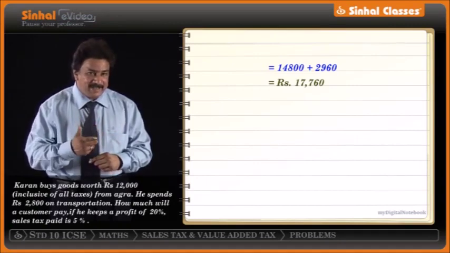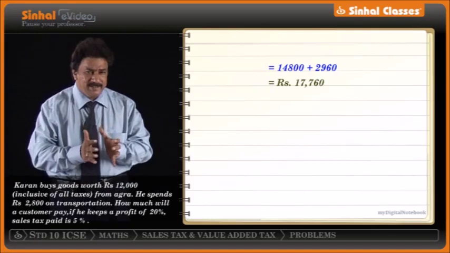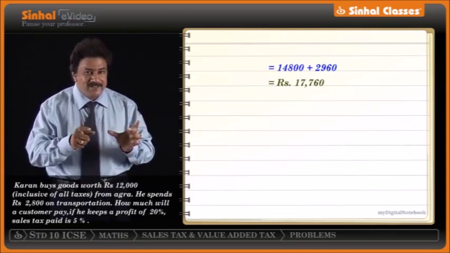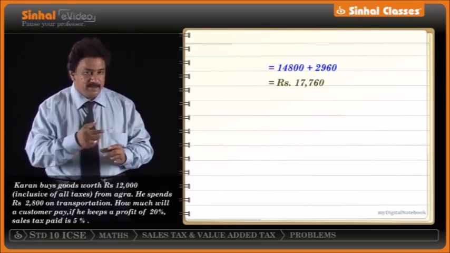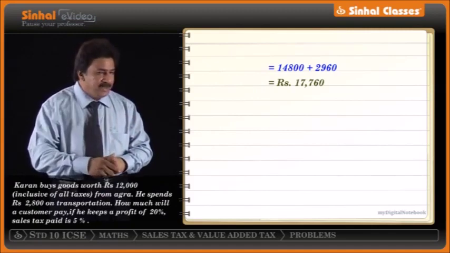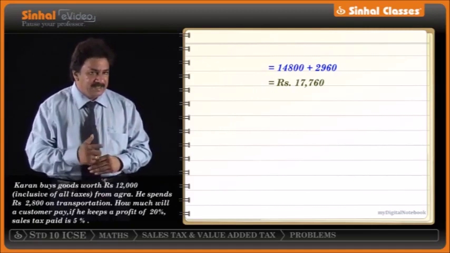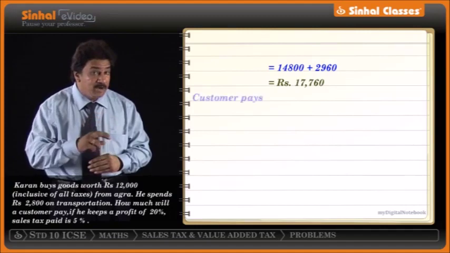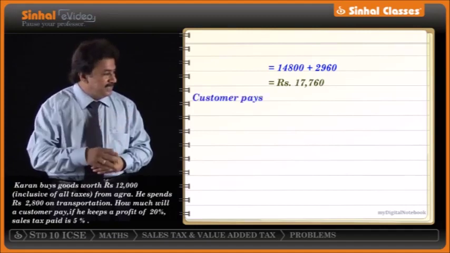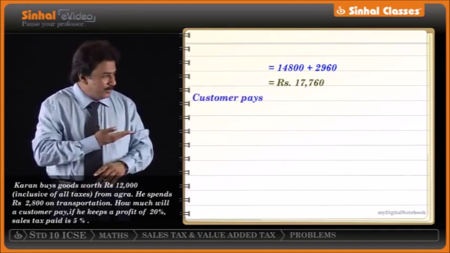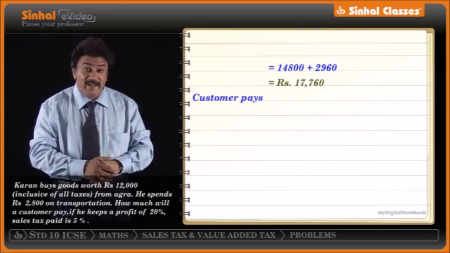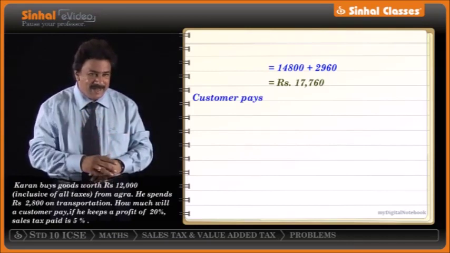But what is the sale tax? You have to find out the sale price. So the mark price plus sale tax will give me what? Sale price. We got a mark price of how much? 17,760 plus 5%, that's a sale tax on 17,760, which comes to rupees 888. That is the amount of sale tax.